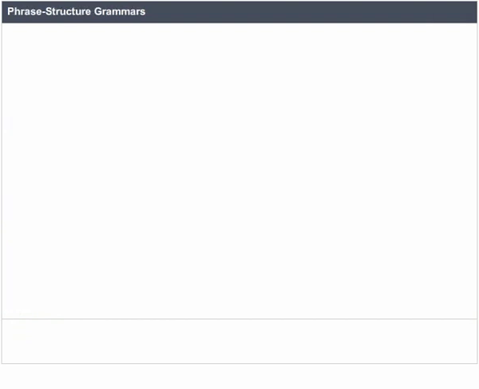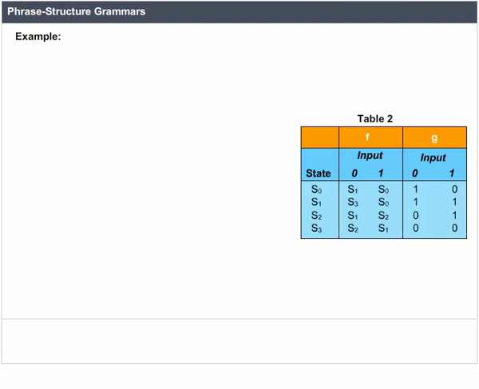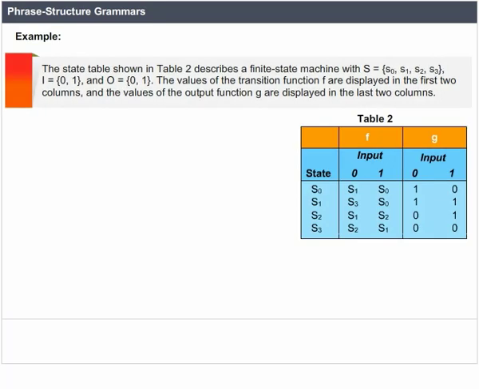Example: the state table shown in Table 2 describes a finite state machine with S = {s0, s1, s2, s3}, I = {0, 1} and O = {0, 1}. The values of the transition function f are displayed in the first two columns and the values of the output function g are displayed in the last two columns.